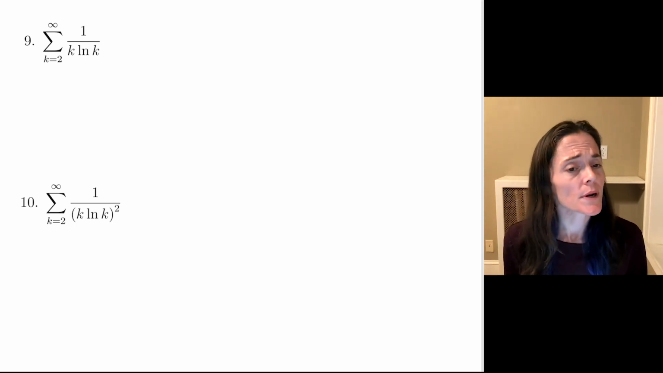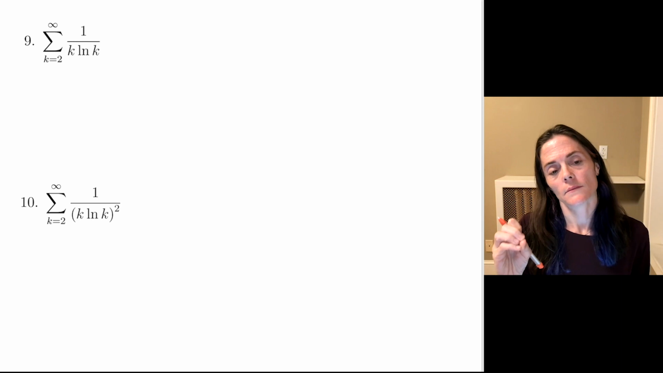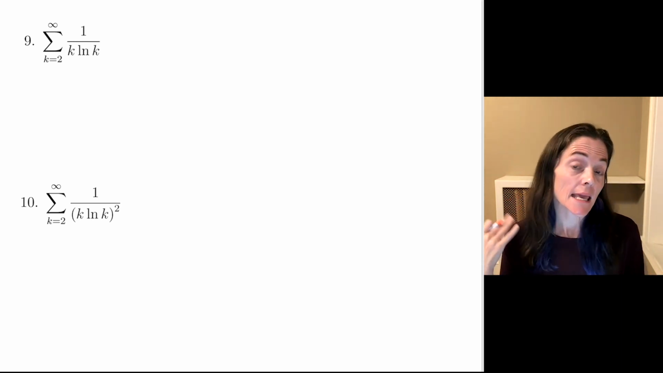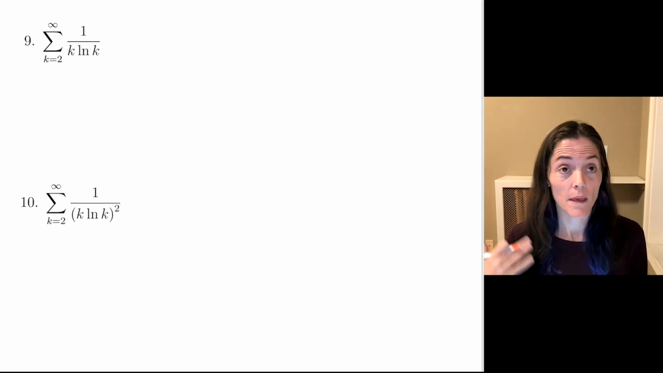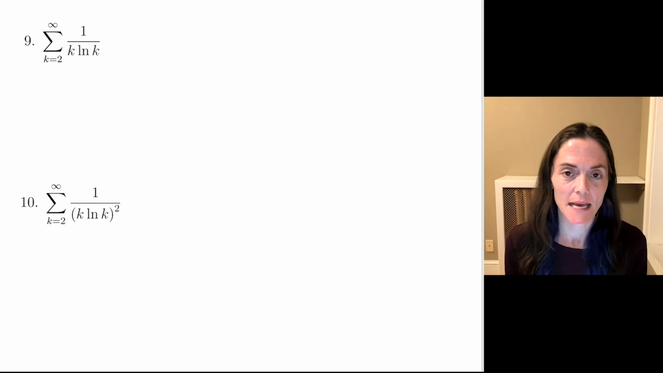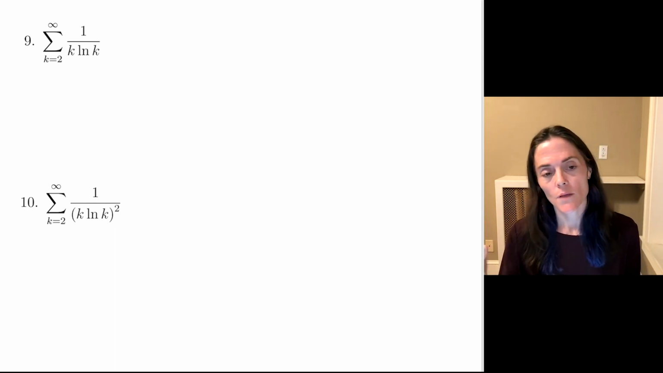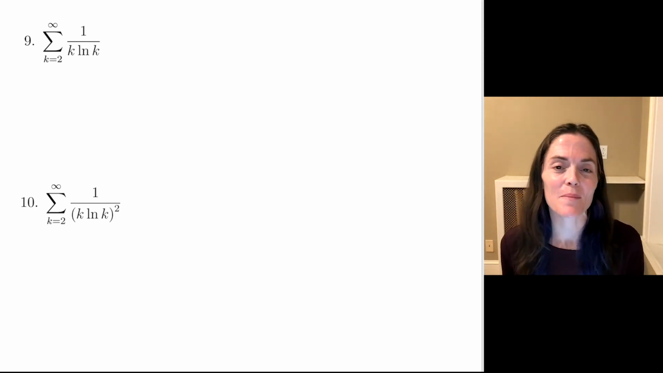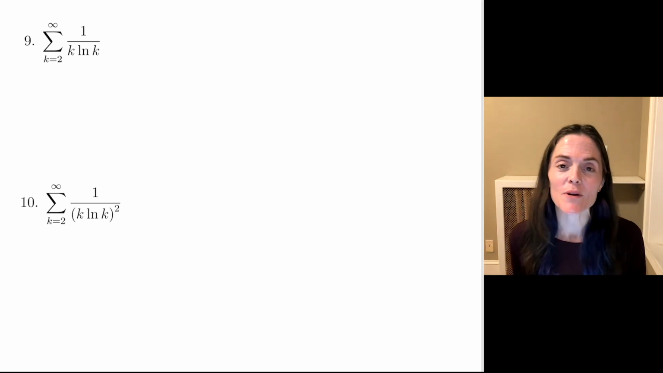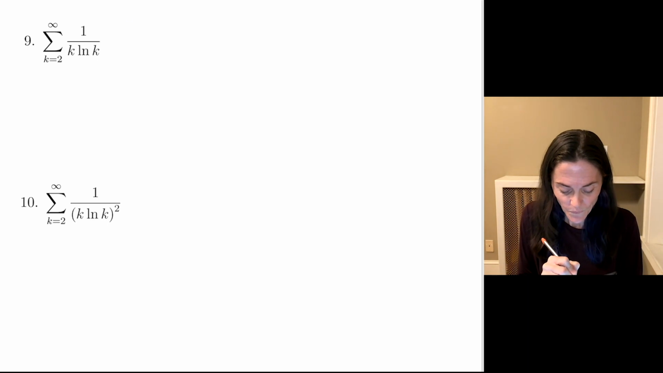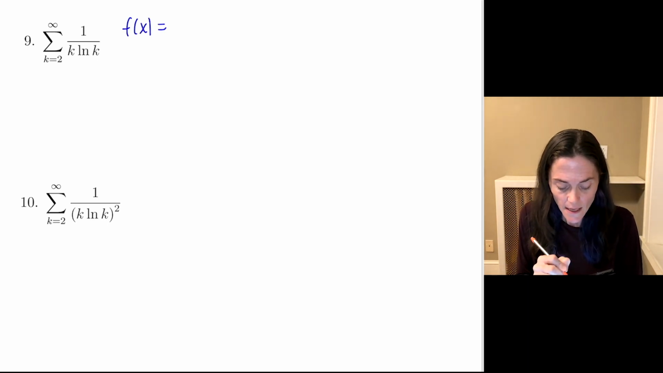But with number 9, what I see when I look at this is something that I can integrate, and I can't think of another tool that will be easily applied. Terms go to 0, so I can't use the term test. And comparison, limit comparison, those are a little bit problematic in my mind compared to just jumping in with an improper integral. So this takes a little bit of work, but for this series, this is what I would do: the integral test. Okay, f of x is 1 divided by x ln x.